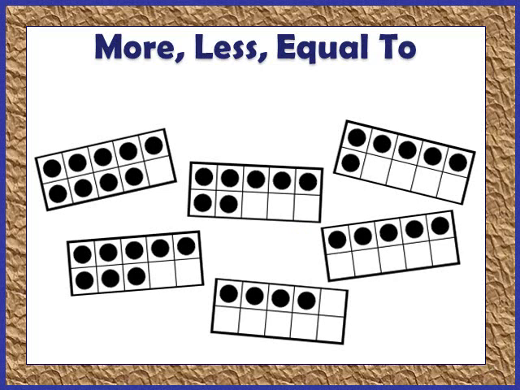Another activity using 10 frames, and these are the little 10 frames from an earlier activity. You would give students a pile of 10 frames, ask them to pick a 10 frame, any 10 frame, and then find another 10 frame that is more than their 10 frame, another 10 frame that is less than their 10 frame, and then one that is equal to their 10 frame. You could also have word cards that say more, less, and equal to, and the students could match those to their 10 frames.